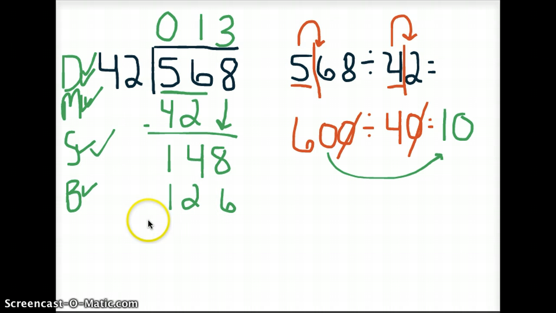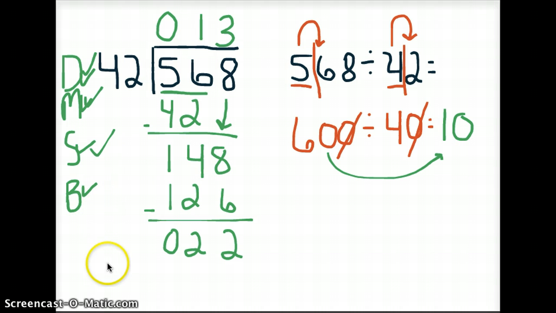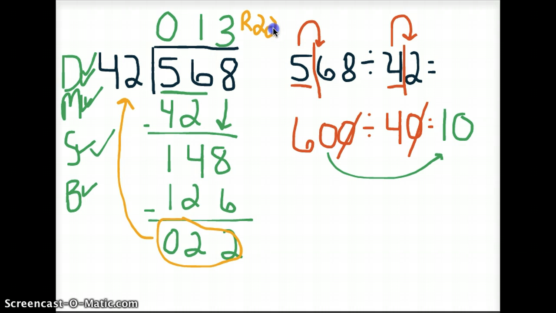We subtract. 8 minus 6 is 2. 4 minus 2 is 2. 1 minus 1 is 0. There's nothing to bring down, so we are done. Even though 22 looks like it's too big of a number to be a remainder, it can be a remainder because as long as this number is smaller than your divisor, it's okay to have a remainder that big. So our answer for 568 divided by 42 is 13, remainder 22.